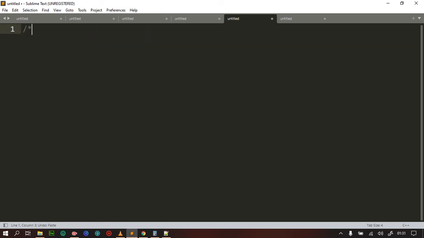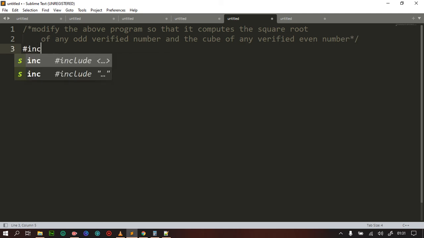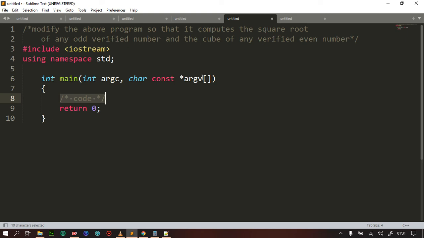So let's do that. So once again, hash include iostream. So we said we can eliminate using namespace standard and use the scope resolution operator. So in this case we can do like that.